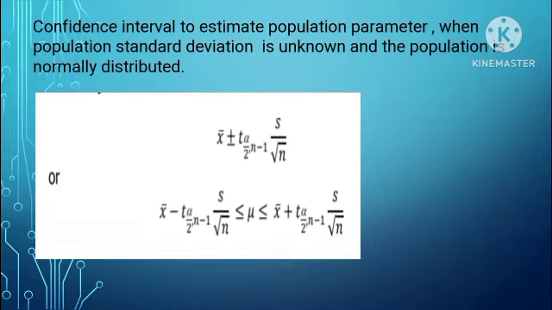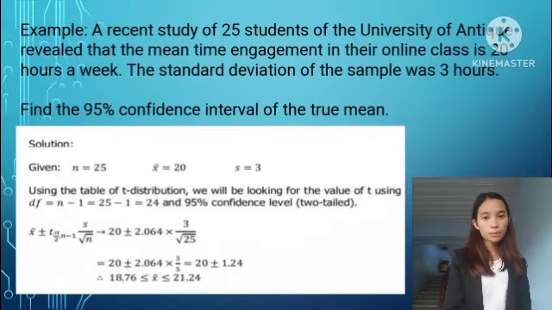We have the formula x bar plus or minus t sub alpha over 2, n minus 1, times s over the square root of n, or you can also use the formula below. And lastly, example number 3.